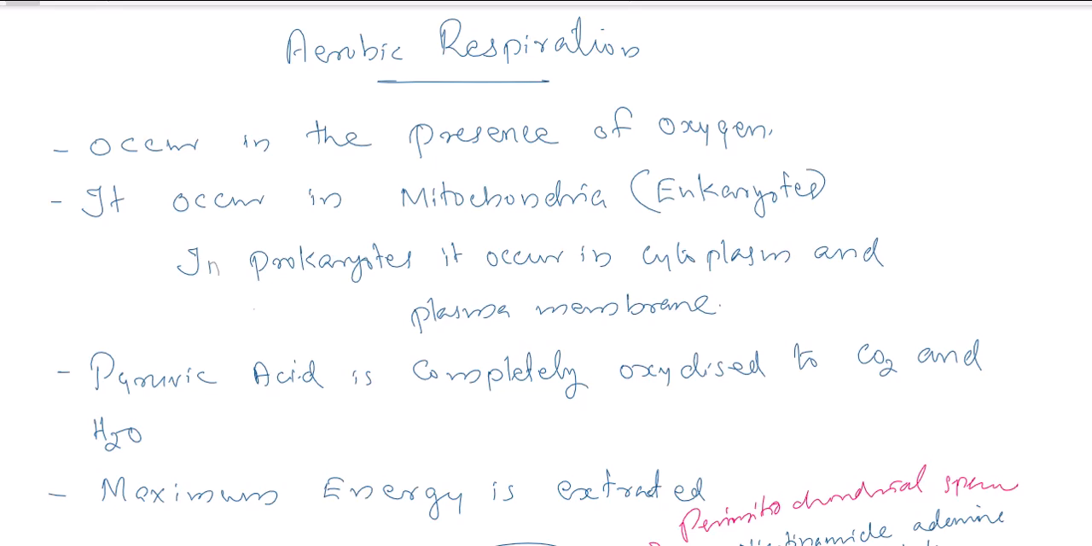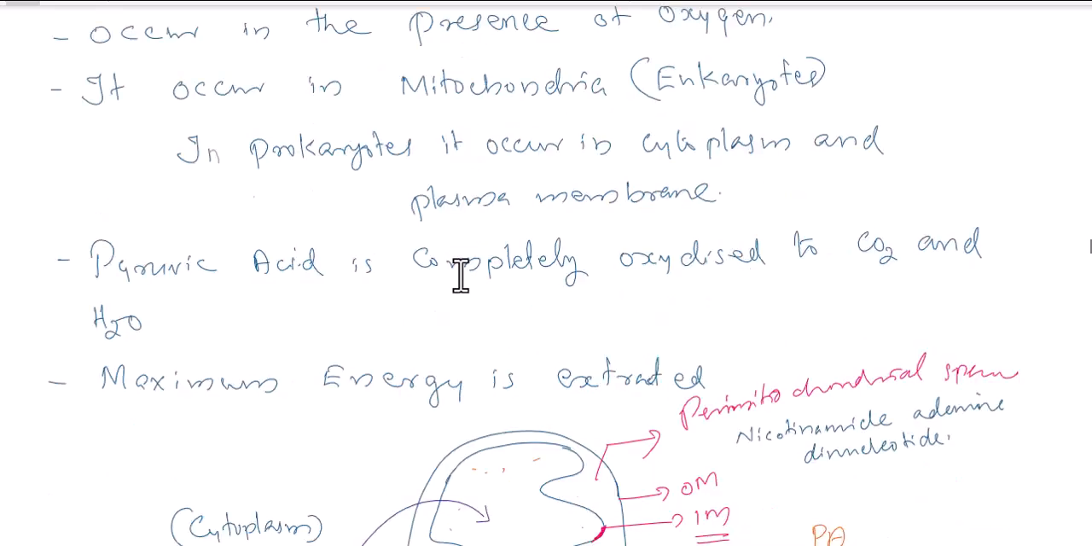So from the cytoplasm, the pyruvic acid enters into the mitochondria for further oxidation. Here, the pyruvic acid is completely oxidized in aerobic respiration. The breakdown of pyruvic acid, or oxidation, occurs in the presence of oxygen. In prokaryotic organisms like bacteria, there is no mitochondria. You know that in bacteria, aerobic respiration occurs in the cytoplasm and the plasma membrane, because there is no mitochondria for prokaryotes.